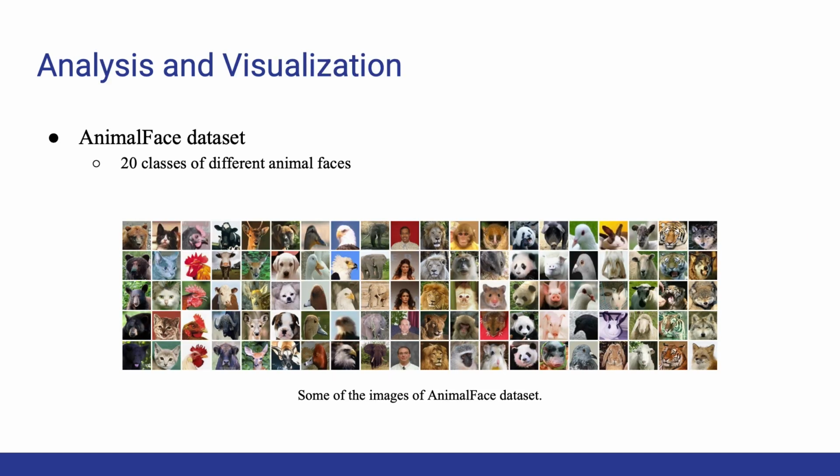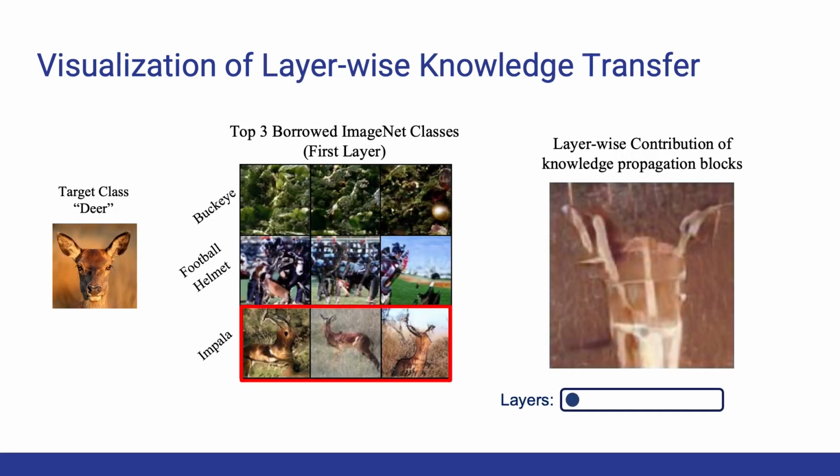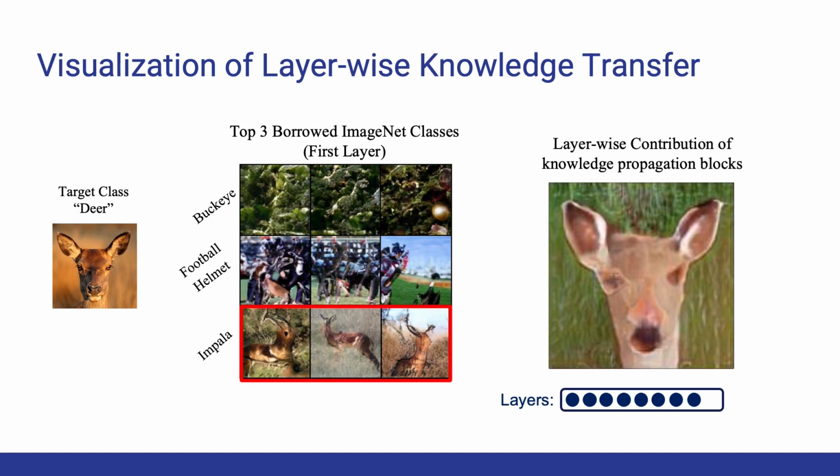To better understand the proposed method, we visualize the contribution of different components when transferring from ImageNet to Animal Face dataset. First, we visualize the intermediate representations learned from knowledge sharing between target classes by conditioning the generator on these representations. Moreover, as an example, we visualize the top 3 ImageNet classes contributing to one of the classes of Animal Face, as well as the layer-wise contribution of the knowledge propagation blocks.